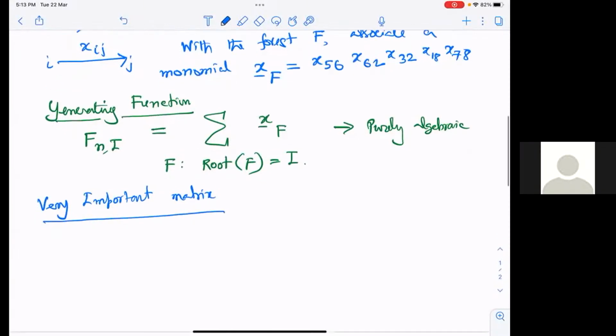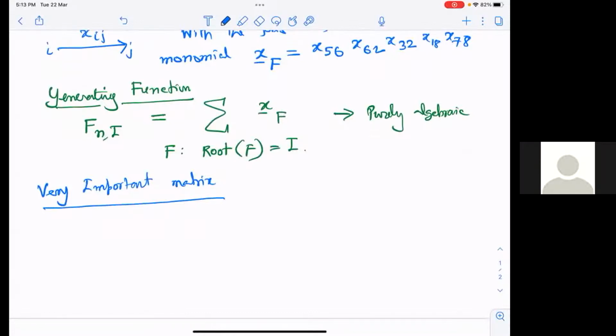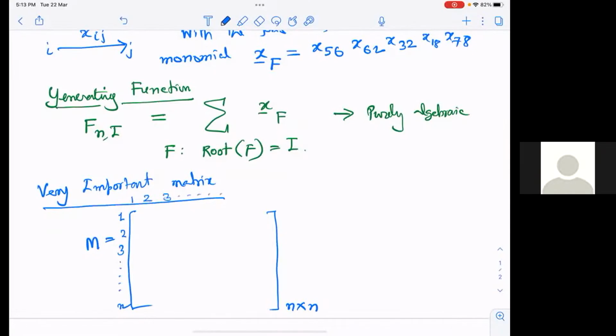So this matrix is as follows. Let's draw this; it will be an n cross n matrix. You should think of this matrix as labeled by 1 to n for the rows, and the columns are also labeled by 1 to n. The first entry of the matrix is x.